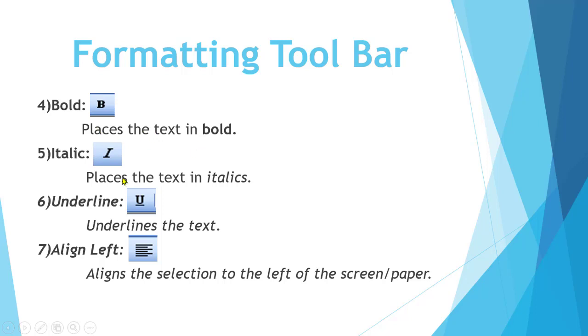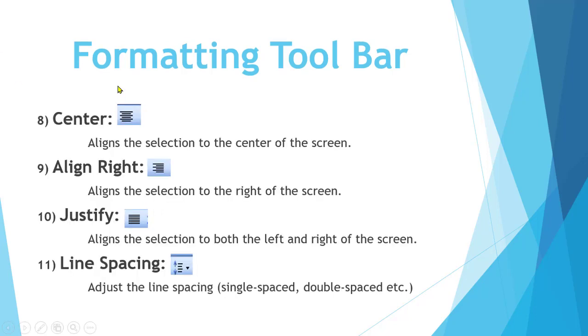You can make that text italic through this italic icon. Then you can underline that text by using this underline icon on the formatting toolbar. There are different alignment options available on the formatting toolbar. If you want to align your text on the left side of the page, then you can click this align left icon. And if you want to align the text in the center of the page, then you have to click this center icon. If you want to arrange your text at the right side of the page, then you have to click on this align right button.